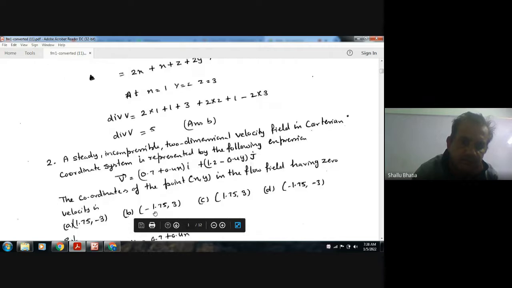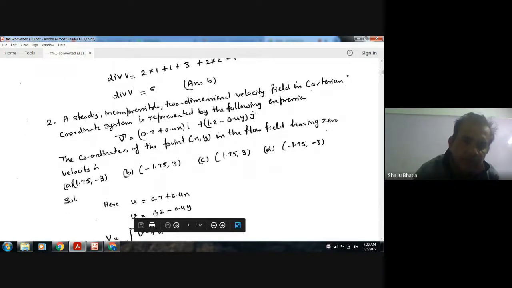Okay, next. A steady incompressible two-dimensional velocity field in Cartesian coordinate system is represented by the following expression: v is equal to (0.7 plus 0.4x) i plus (1.2 minus 0.45y) j. The coordinate of the point x, y in the flow field having zero velocity. So this is your u, and this is your v.